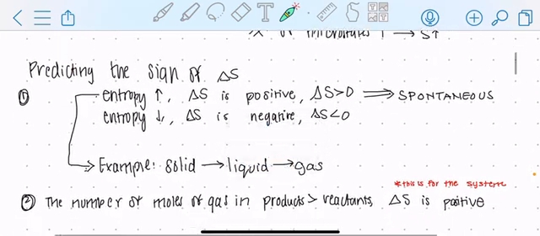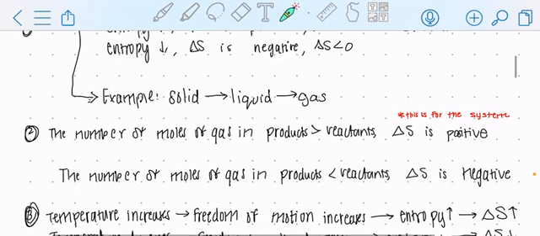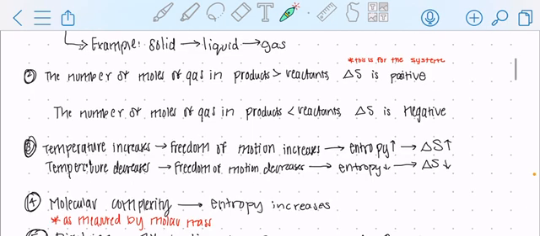Predicting the signs of ΔS of the system. There are many ways that we can predict it, and that is by understanding that as entropy increases, the change in entropy is positive, and so the change must be greater than zero. That means it's spontaneous. But if the change in entropy is negative, then it's non-spontaneous. An example of this is something going from solid to liquid to gas. In gas, particles are allowed to move more freely, and so they have more freedom of motion, and therefore entropy increases when going from liquid to gas or going from solid to liquid. In the other direction, entropy decreases, and so that's why it's non-spontaneous.